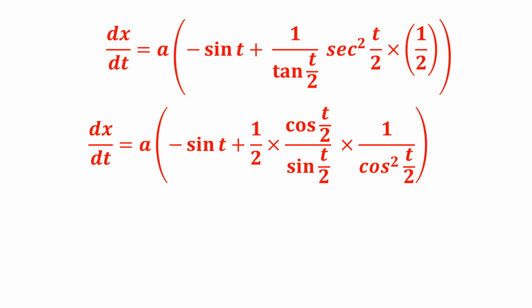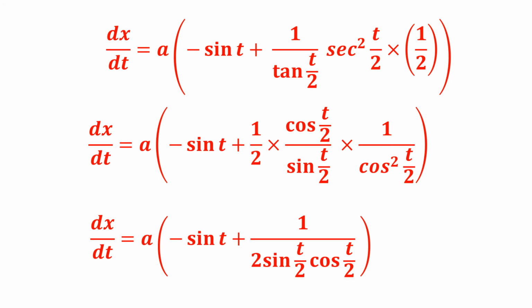We continue. Therefore, you can replace this tan t by 2 as sin by cos and secant square as 1 by cos square. If you replace tan in terms of sin and cos and secant in terms of cos, there is scope for more simplification. You got it, cos and cos get cancelled. Then you got in the denominator 2 sin t by 2 cos t by 2.